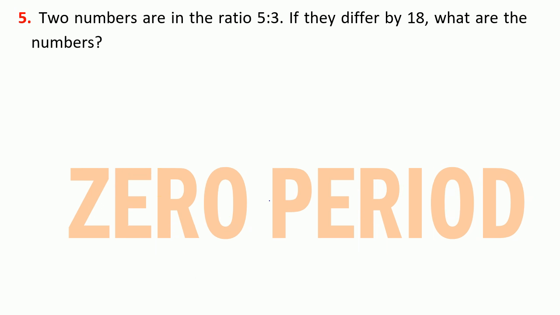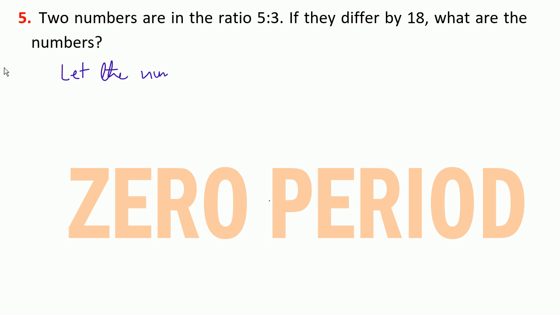Fifth question said, two numbers are in the ratio 5:3. If they differ by 18, what are the numbers? Dear children, here the numbers are given in ratio form. So we can assume those numbers in their respective ratio form. Let us take the numbers 5x and 3x. So start the solution.